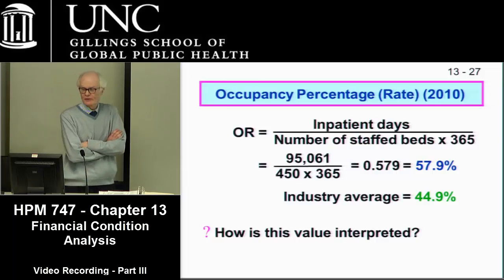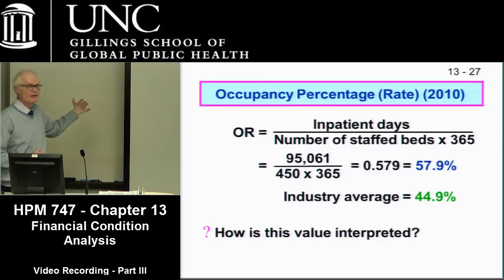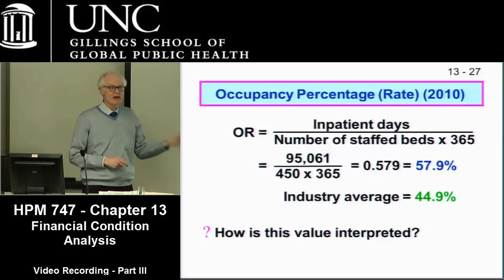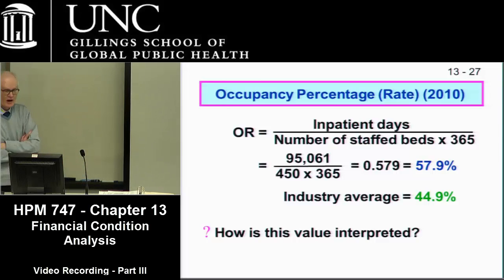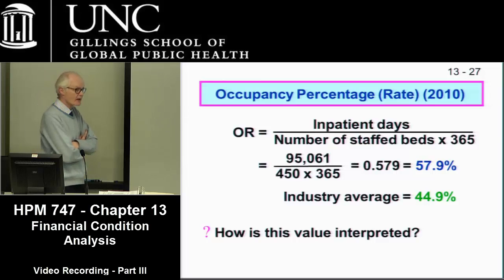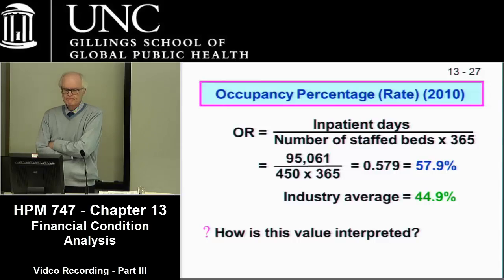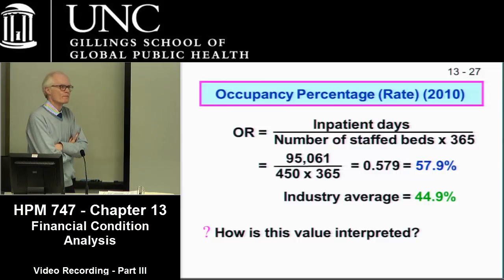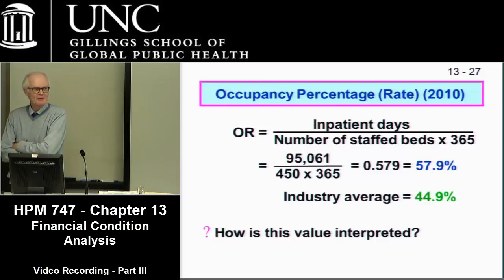So what that means is if this were a 100-bed hospital, if I walked through the beds on any day of the week, on average I'd see 58 people in those 100 beds. The industry average is 45%. So how do you interpret that? You'd say over-occupied, okay? How would someone else interpret it a different way?